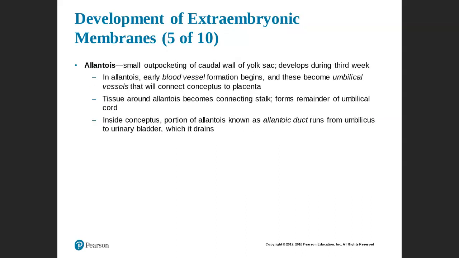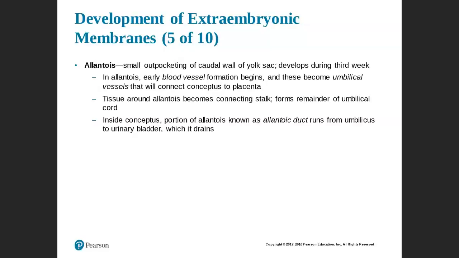The allantois is a small outpocketing of the caudal wall of the yolk sac. It develops during the 3rd week of development. In the allantois, this is where you find the early blood vessel formation, and these then become the umbilical vessels, the 2 umbilical arteries and the 1 umbilical vein that will connect the conceptus to the placenta, the lifeline to the mother. The allantois stalk becomes the connecting stalk, which forms the remainder of the umbilical cord. Inside the conceptus, part of the allantois is called the allantoic duct. It runs from the umbilicus to the urinary bladder, which it drains.